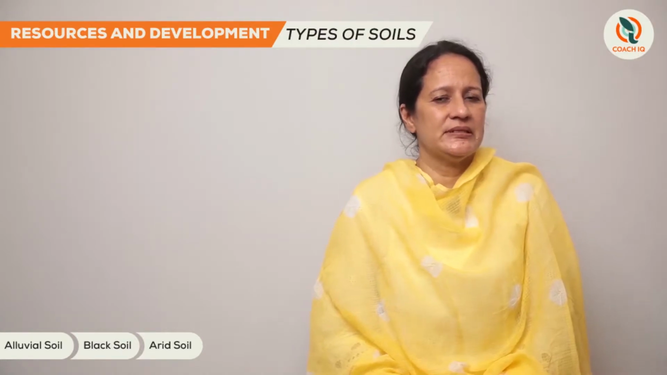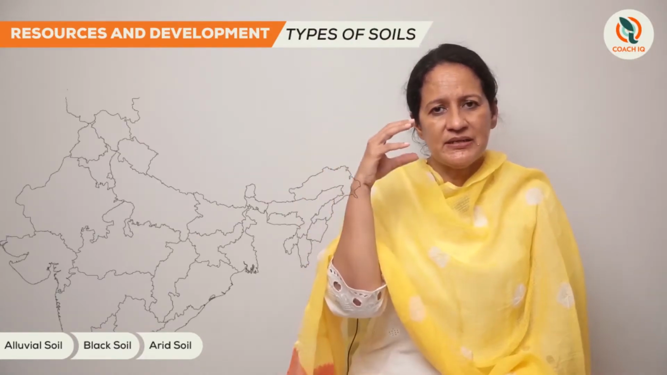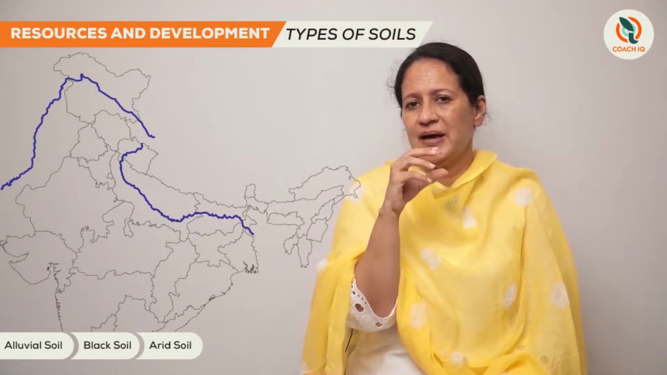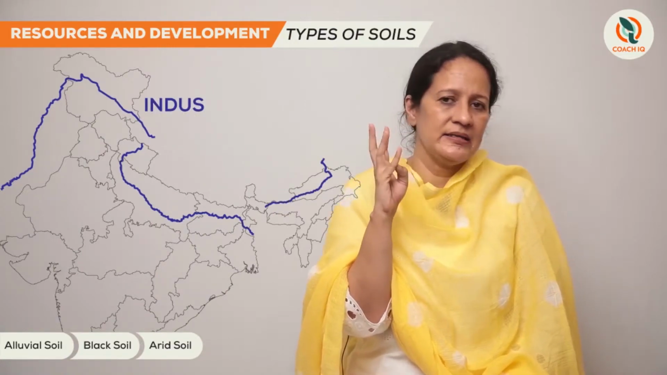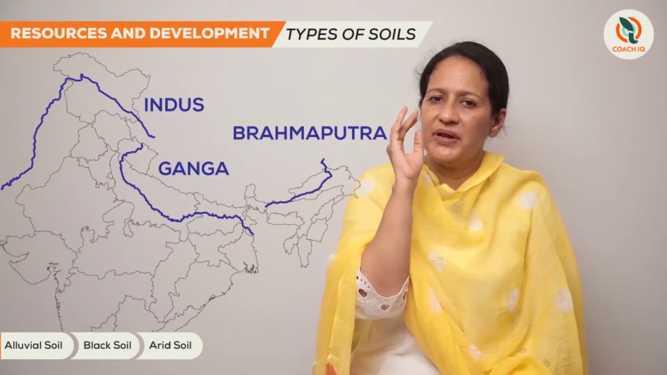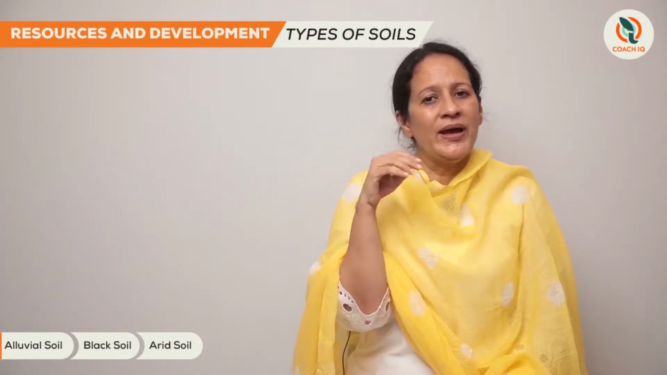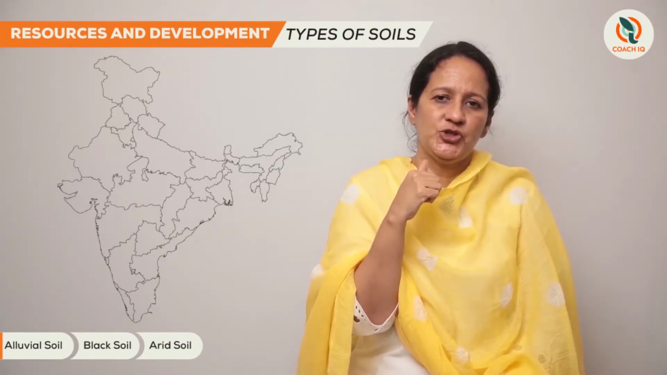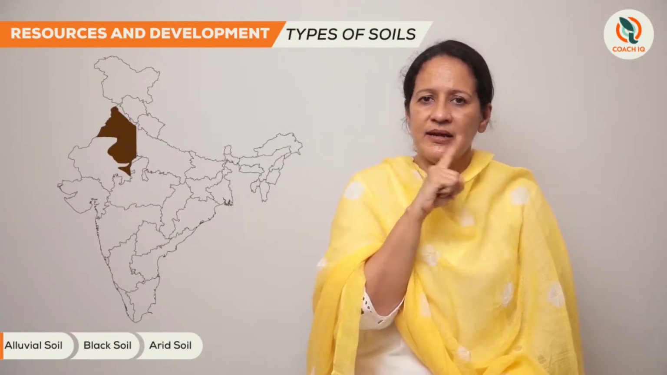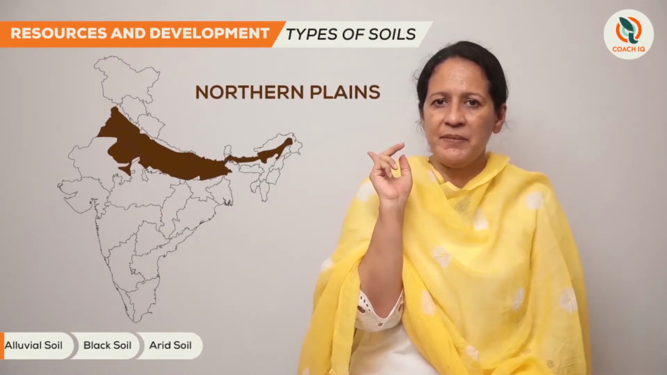Now, how is it deposited? Deposited by your three important Himalayan rivers, that is the Indus, the Ganga and the Brahmaputra. Where is it found in India? The location: the entire northern plains. Please see the map in this.